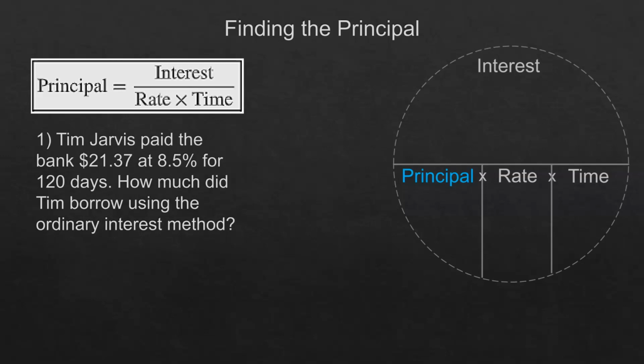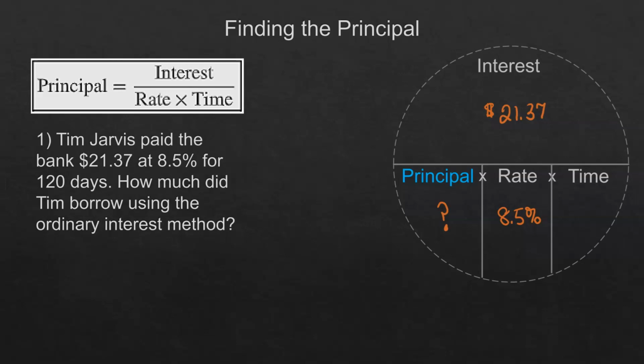Tim Jarvis paid the bank $21.37 at 8.5% for 120 days. How much did Tim borrow using the ordinary interest method? Let's put everything on our chart. So the interest amount is $21.37. We are looking for the principal. I'm going to put a question mark there. The interest rate is 8.5%.